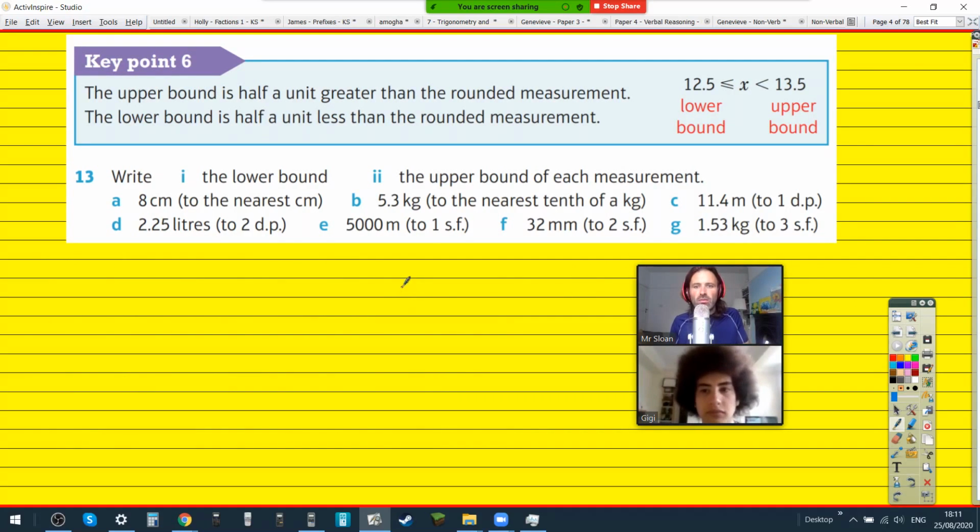So this is lower bound, upper bound. Let me just see. One decimal place. The only one that looks different to me is E. So same thing before, E. 5,000 meters to one significant figure. Would it be 4,500 and 5,500? Yep. Well done. That's great.